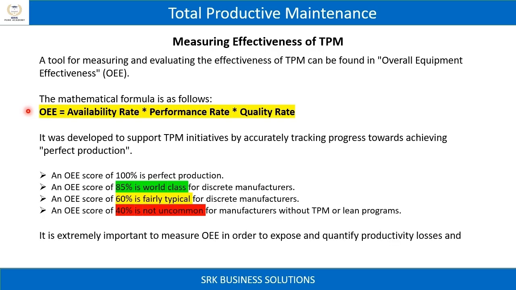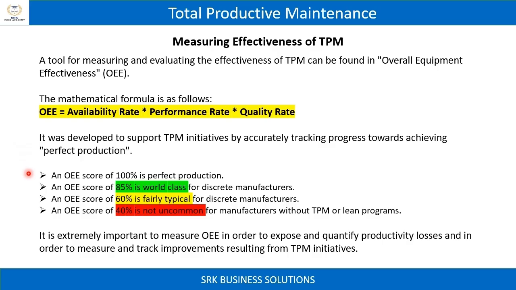The mathematical formula is as follows. OEE is equal to availability rate times performance rate times quality rate. It was developed to support TPM initiatives by accurately tracking progress towards achieving perfect production. An OEE score of 100% is perfect production.